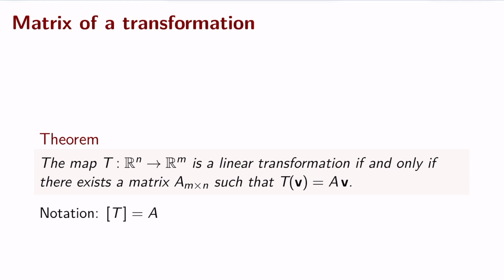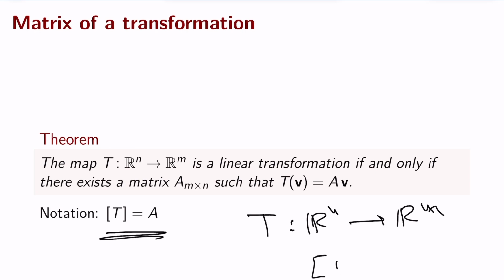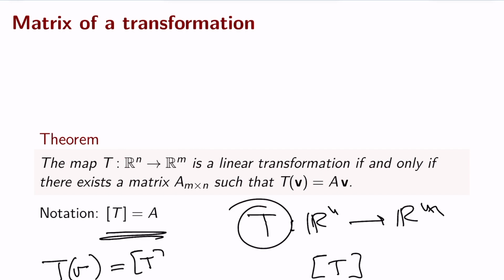In those cases, I mean, when we do have a linear transformation, the notation for that matrix that will exist always is this. I mean, if we have a certain transformation from Rn to Rm, we are going to say that the matrix associated to this transformation is this one. So we are going to put some brackets around the name of the function, and that will mean the matrix. So in that way, we can say that T of v is the same thing as the matrix multiplied by v. So that will be the meaning of this notation.